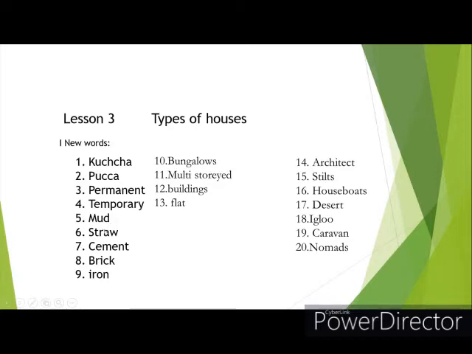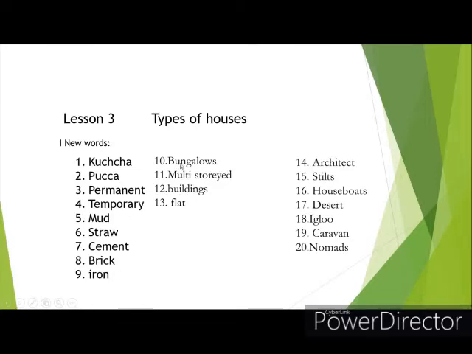Then mud, M-U-D, mud. Then straw, S-T-R-A-W, straw. Cement, C-E-M-E-N-T, cement. Then brick, B-R-I-C-K, brick. Then what is the spelling of iron? I-R-O-N, iron.